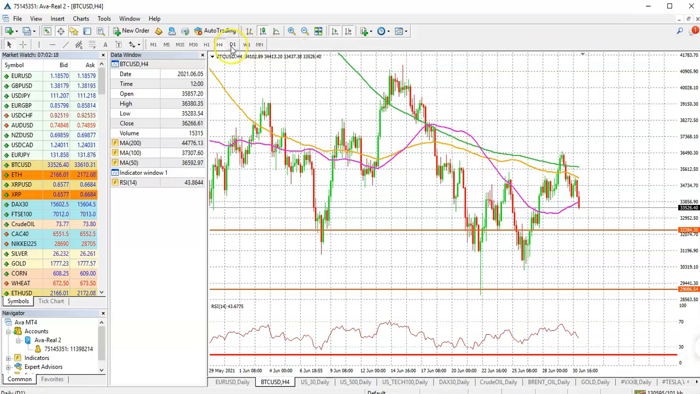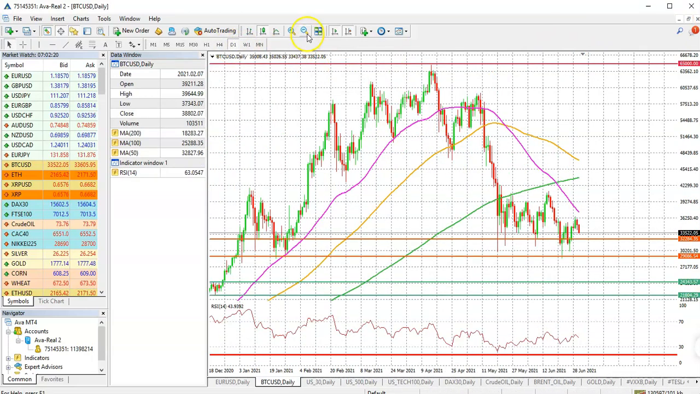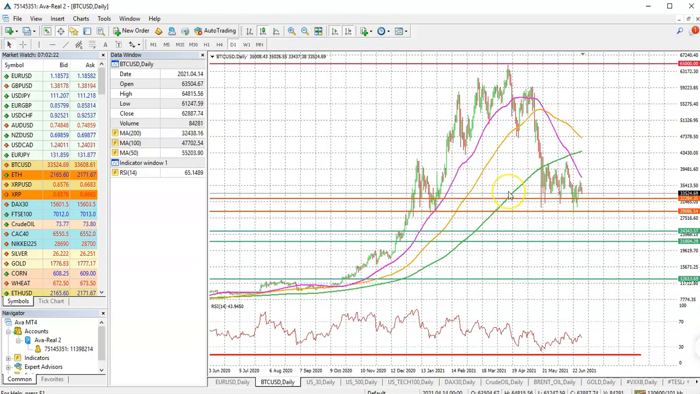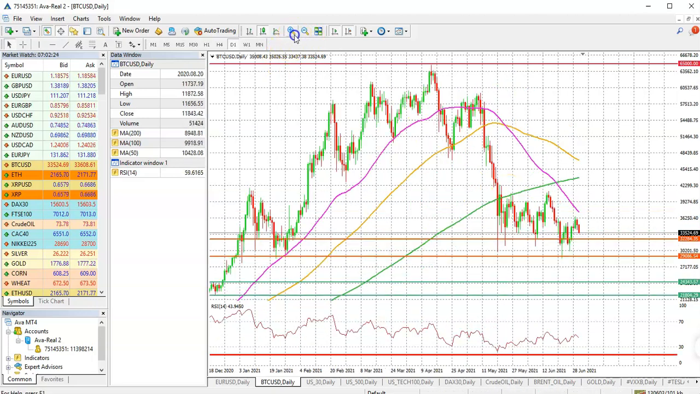Now, when we look at the daily time frame, the first thing that is quite important is that we have three different moving averages. As always, this is your 50-day simple moving average, followed by your 100-day simple moving average, and finally your 200-day simple moving average.